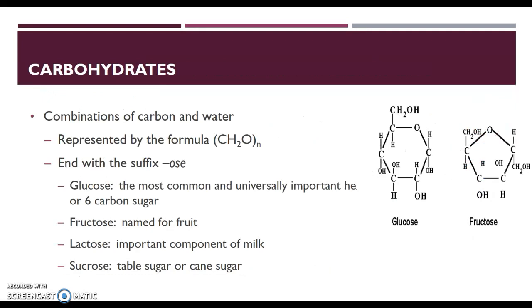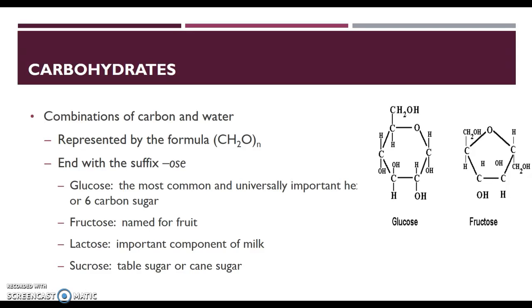So let's begin by talking about carbohydrates. Carbohydrates are combinations of carbon and water, and they are represented by the formula CH2On, where n represents any number. For example, if n is equal to 4, then the composition of my carbohydrate is C4H8O4. I would have 4 carbons, 8 hydrogens, and 4 oxygens.